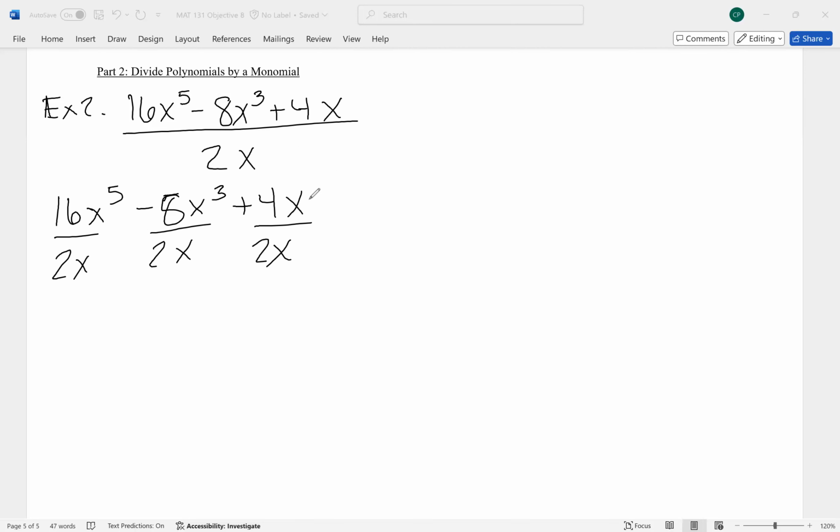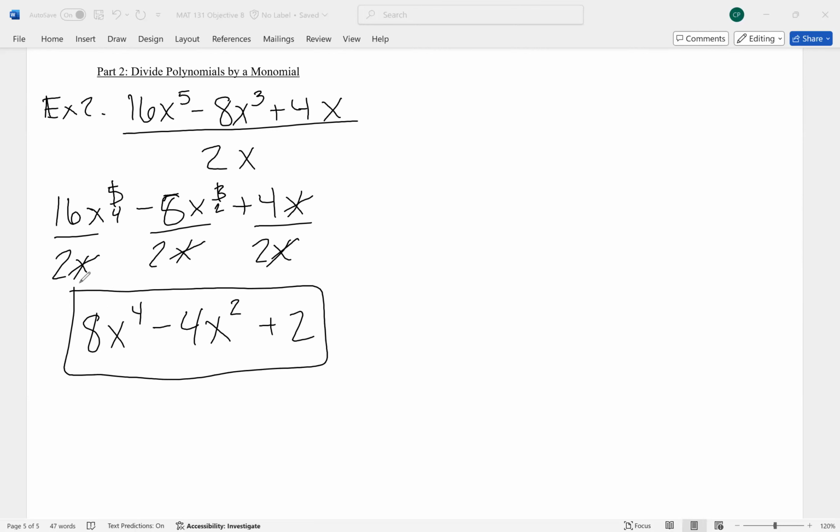So with the x's, we got an x over here. We got 3x's over 1. So if we get rid of that one, it'll be 2 left. And if we get rid of 1 off the top and the bottom, it'll be 4 left in the top. And then the 16 over 2 is just going to be 8. The negative 8 over 2 is going to be negative 4. And the 4 over 2 is going to be 2. Okay. Quick and easy. All right.